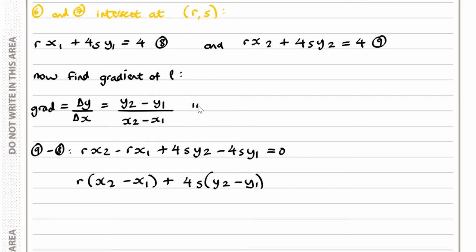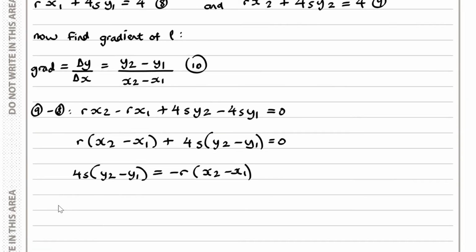So if I call this equation 10, we know that this is equal to 0. So we have 4s lots of y2 minus y1 equals minus r lots of x2 minus x1. And then hopefully you can recognize that in conclusion, y2 minus y1 over x2 minus x1, that's equal to minus r over 4s. Okay, we'll call this equation 11.